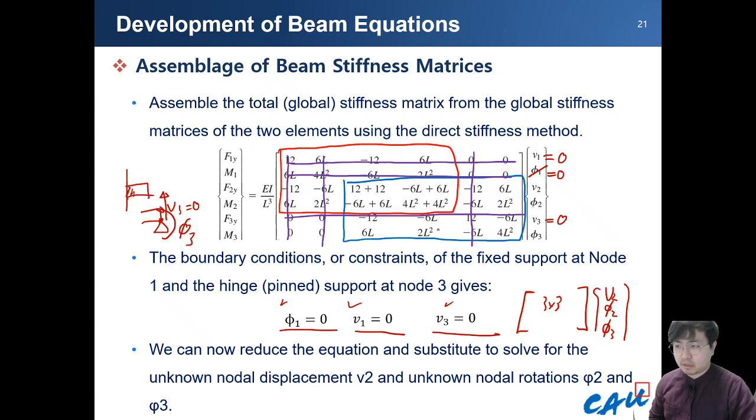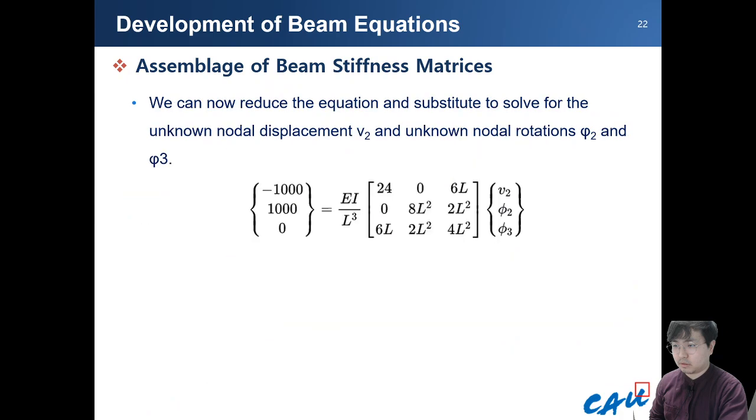But computationally, we change this part equal to 1 and the remaining part equal to 0, so this 6 by 6 matrix is equivalent to this 3 by 3 reduced matrix. Depending on your convenience, you can use either method. Computationally, this method is easier, but when you calculate by hand, this reduced matrix is more convenient to use. Anyway, we can apply those boundary conditions.